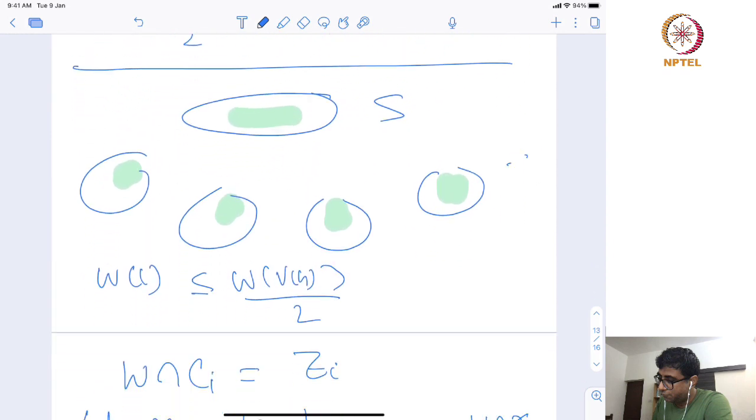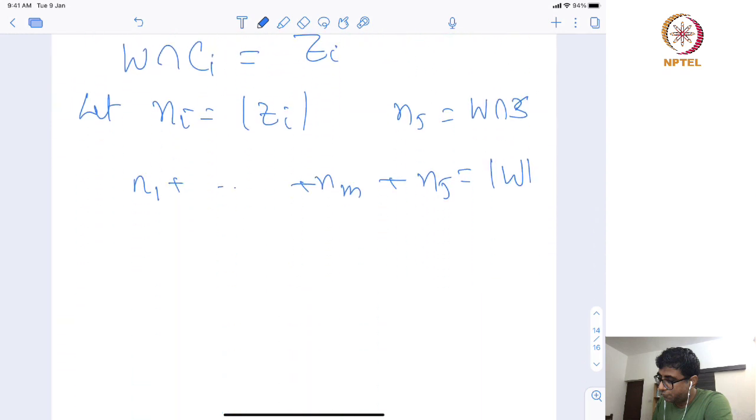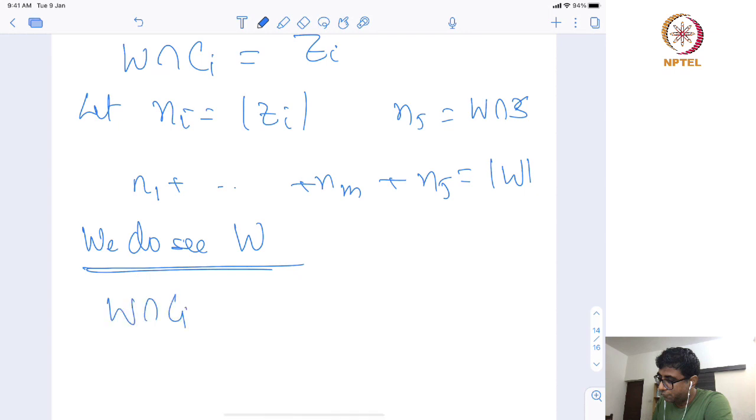But notice we do see W. Now I want to ensure that W gets in the proof. The only time we use it is that, well, look at W intersection Ci. The cardinality of this is upper bounded by the cardinality of W by 2. How can I ensure that this happens?